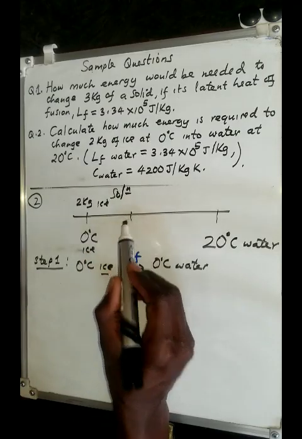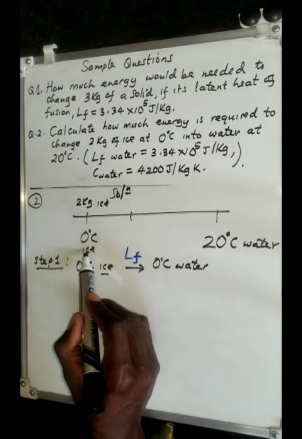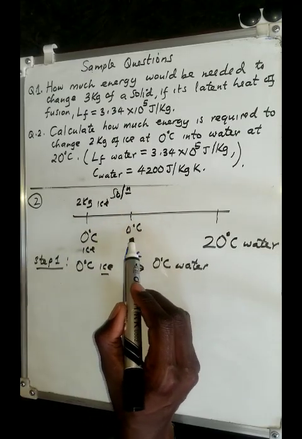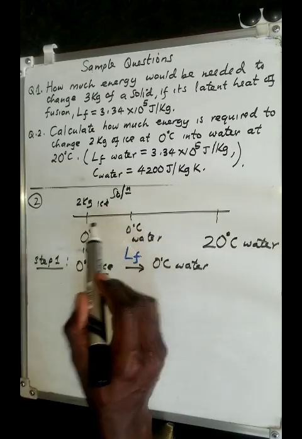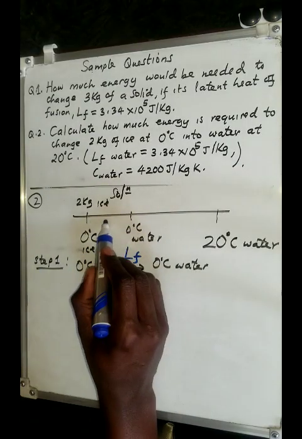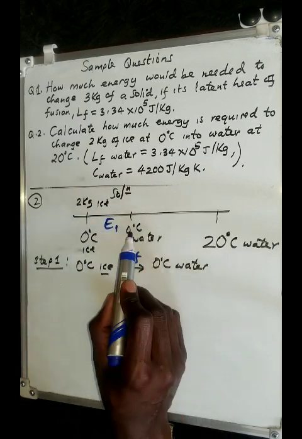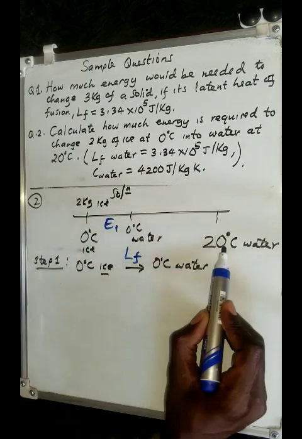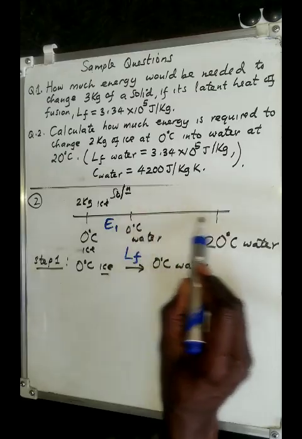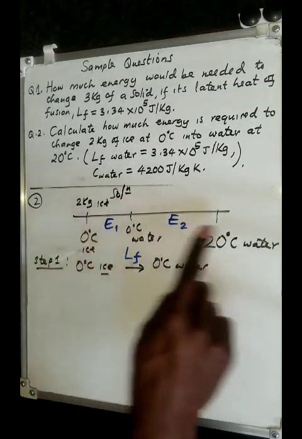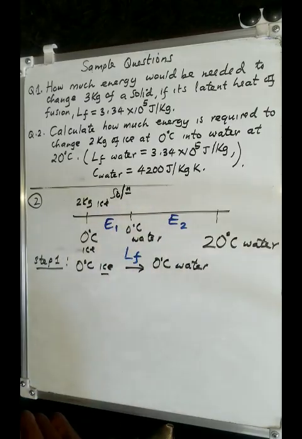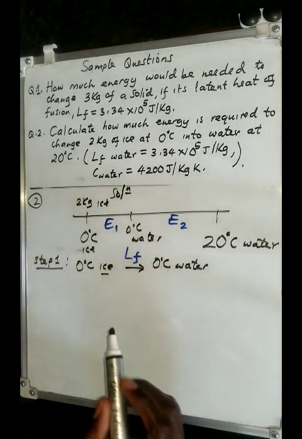So you have got from 0 degrees of ice to 0 degrees of water. So there's energy. Let me call the energy that you need there energy 1. Then again, from 0 degrees of water to 20 degrees of water, you need another amount of energy. Let me call it energy 2. So the total energy will be, we are going to add the 2 energies. So let's first of all find energy 1.